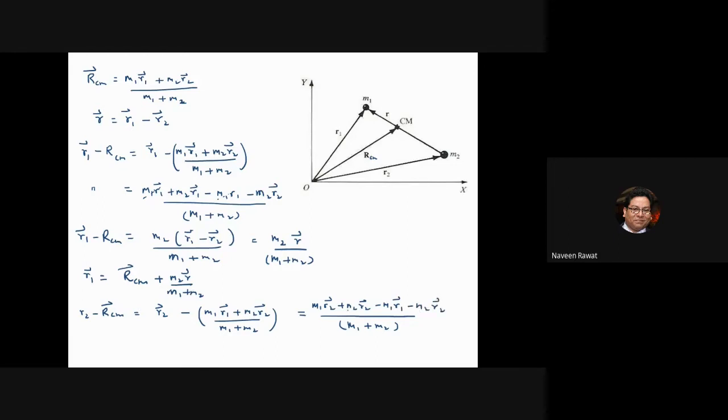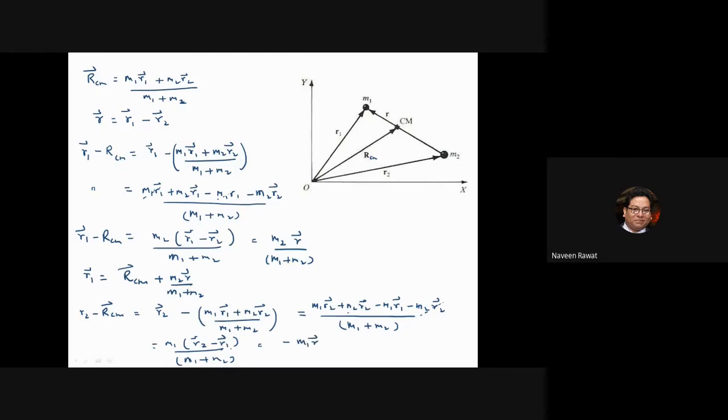Okay, so again, some of the terms will cancel. The m2 term cancels. Okay, and I am left with m1, and now I have a term as r2 minus r1, divided by m1 plus m2. Okay, so now here this term I want to bring it back into r, so I get minus m1 r.